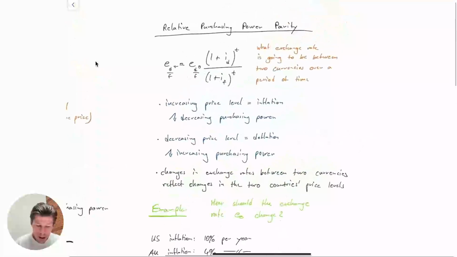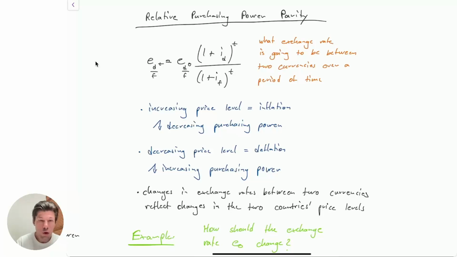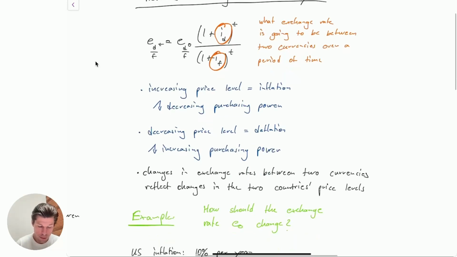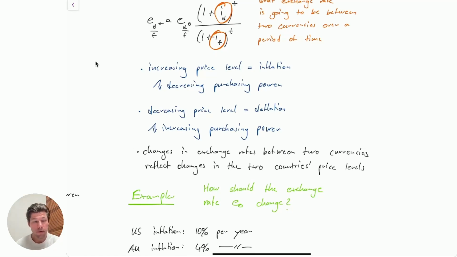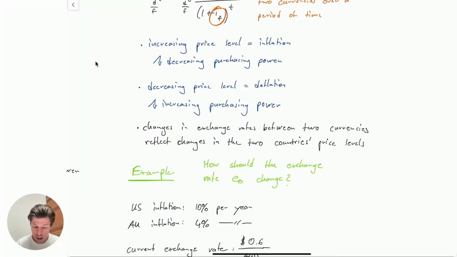If we look at relative purchasing power, which is basically the same concept, the only difference is that we are not talking about the price of a good like we did before with coffee. Here we are talking about inflation levels, and we are asking what the exchange rate is going to be between two countries over a period of time. Increasing price levels, higher prices, means inflation, means decreasing purchasing power. And decreasing price levels, if the goods become less expensive, deflation, means your purchasing power with your currency increases. Changes in exchange rates between two currencies reflect changes in the two countries' price levels indicated by inflation.